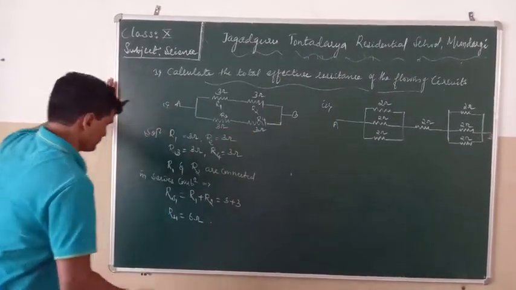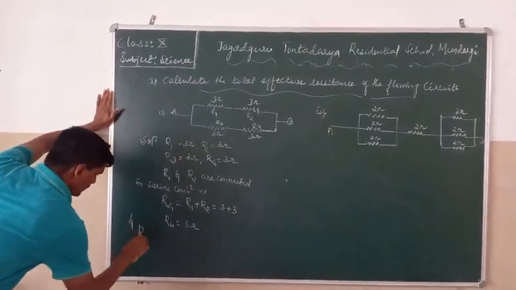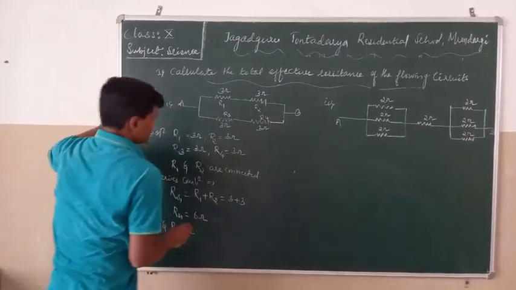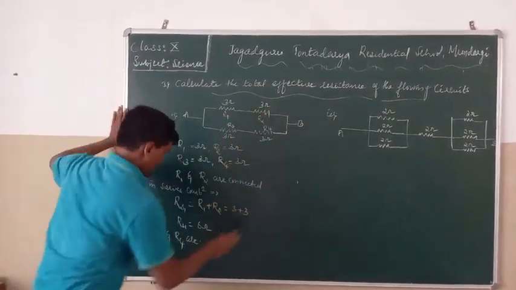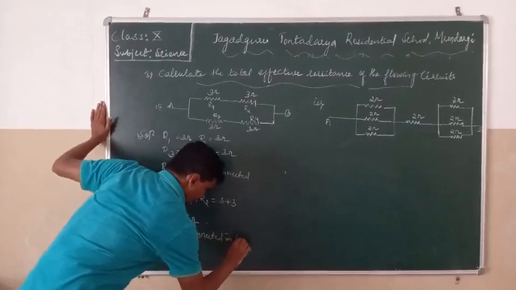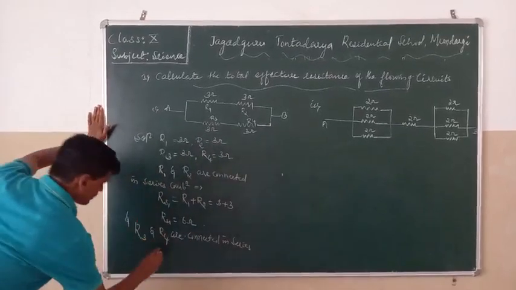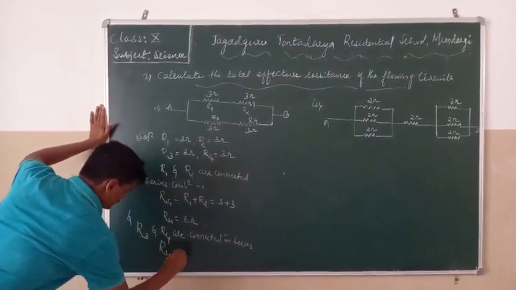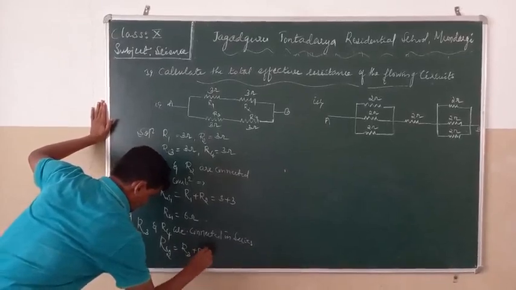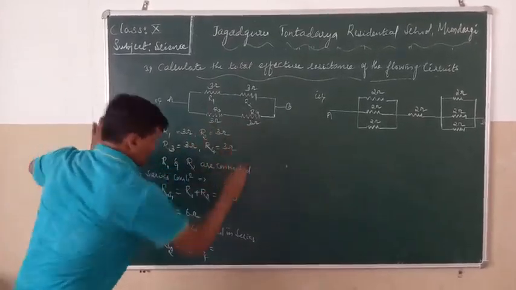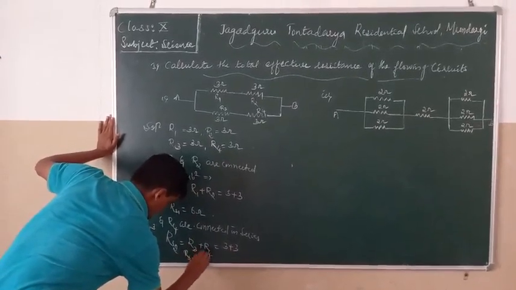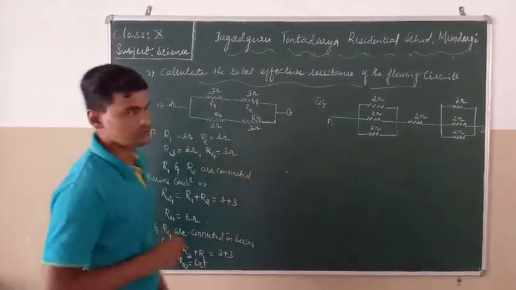Similarly, R3 and R4 are connected in series. Automatically, Rs2 is nothing but R3 plus R4, that is 3 plus 3. Okay, Rs2 is how much? 6 ohm. First part is over.